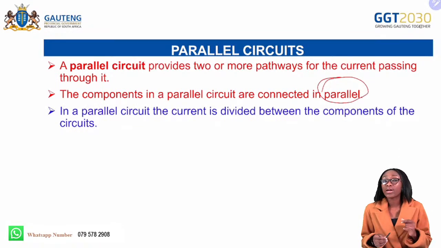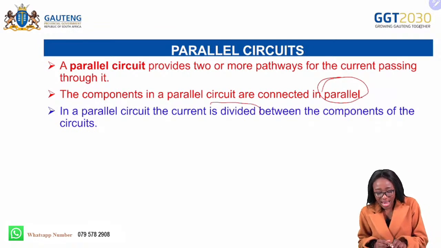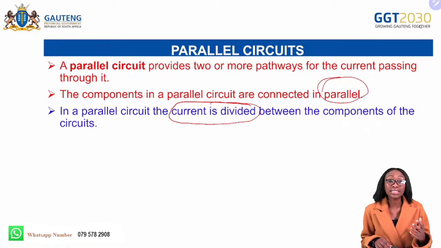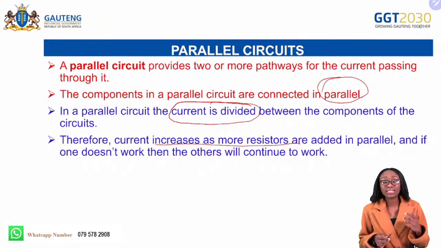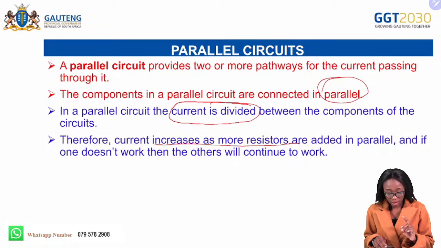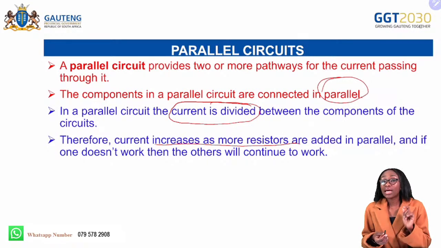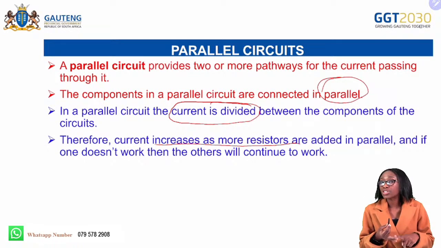Now that we know what parallel lines are, in a parallel circuit the current is divided between the components in the circuit. Therefore, current increases as more resistors are added in parallel. And if one doesn't work, the others will continue to work. That is why at home, you are able to switch on the lights in the kitchen and still keep the lights in the bedrooms and in the sitting room off.